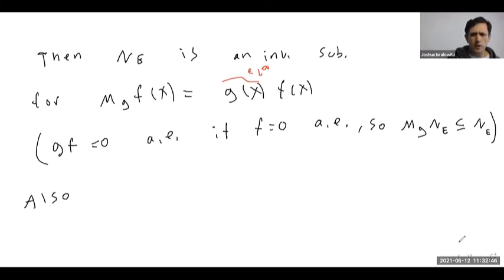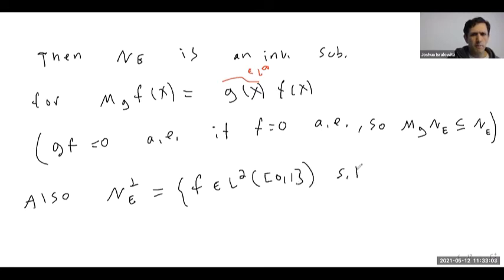So also you can basically check, I'll genuinely leave this for you to check. The orthogonal complement is going to be just the set of all f in L2 where f equals 0 almost everywhere on 0 to 1, take away E.